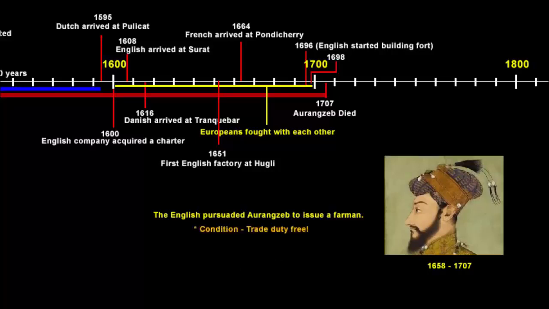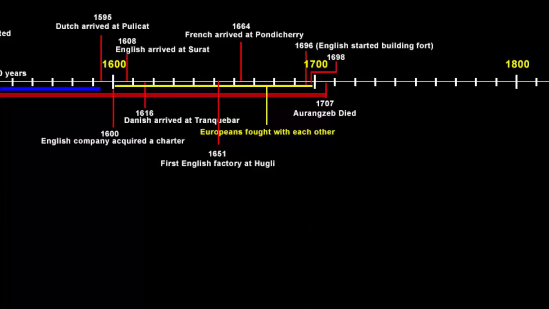So this farman that they wanted from Aurangzeb had a condition that would give the company the right to trade duty free. Now you do understand this would cause enormous loss of revenue for Bengal. But the company did not care. In fact, they went for more and more concessions and wanted more privileges. Now I'll tell you where they actually wanted more of such privileges.